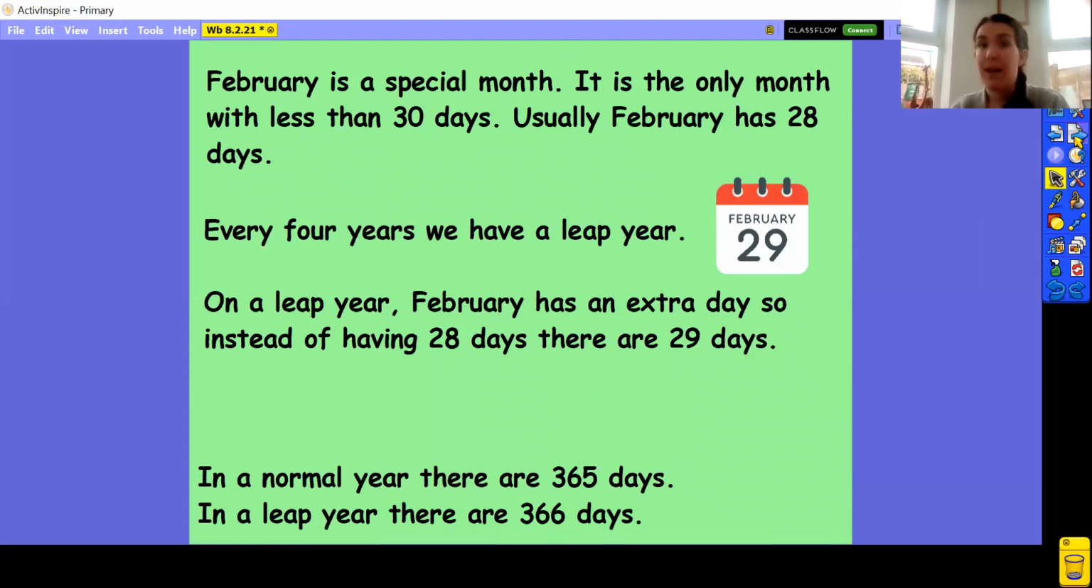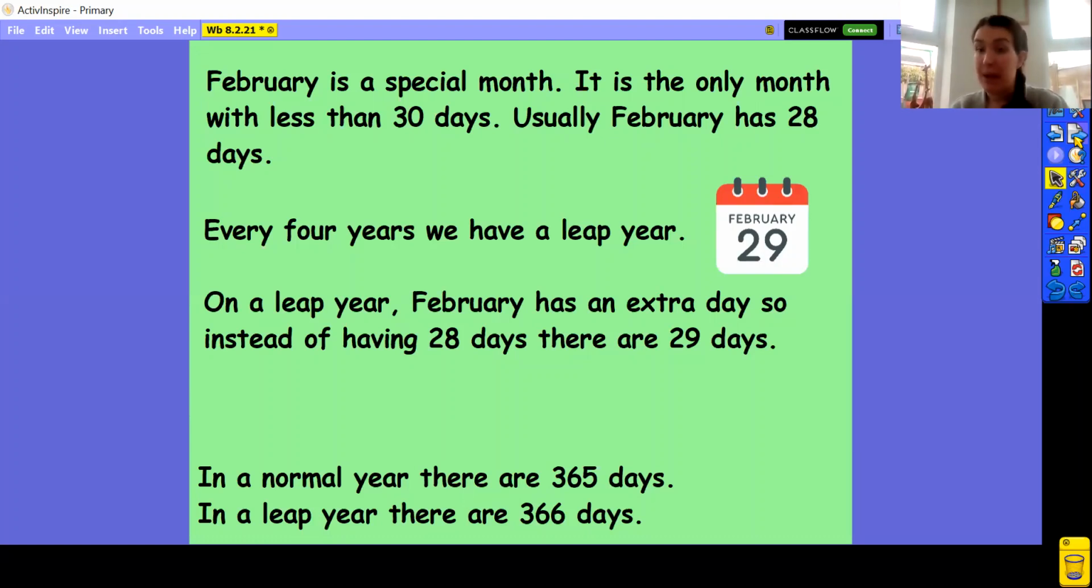February is a special month. It is the only month that doesn't have 30 or 31 days. Normally, February has 28 days. But something quite strange happens. Every 4 years, we have what's called a leap year, and it's to do with how long it takes the Earth to rotate around the sun. And on a leap year, February has an extra day. And so sometimes February has 29 days, but this only happens on a leap year.